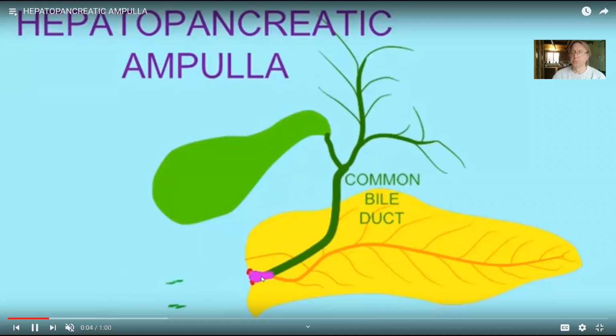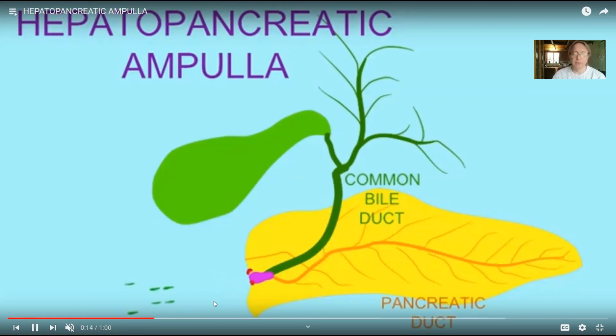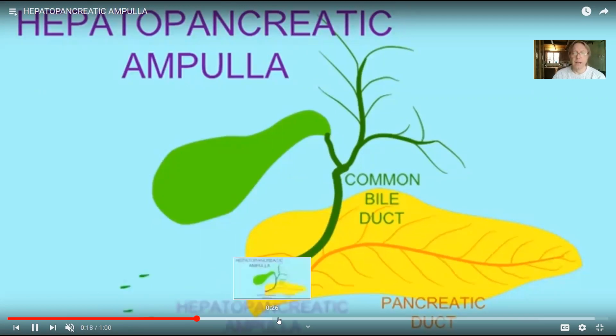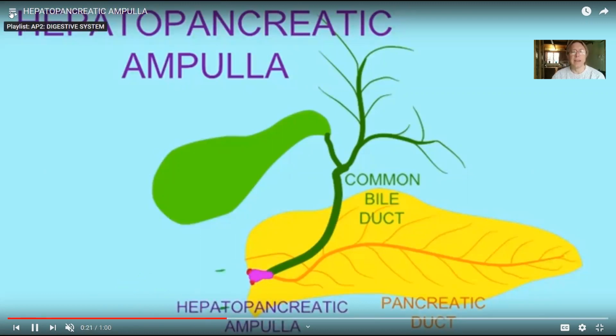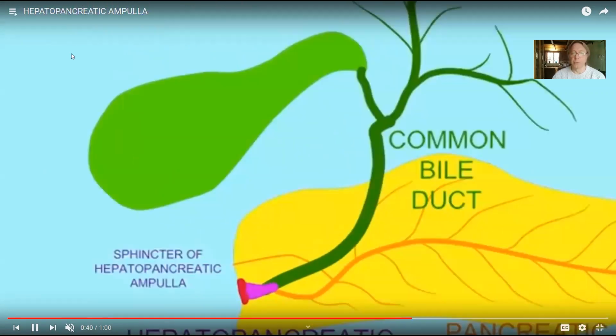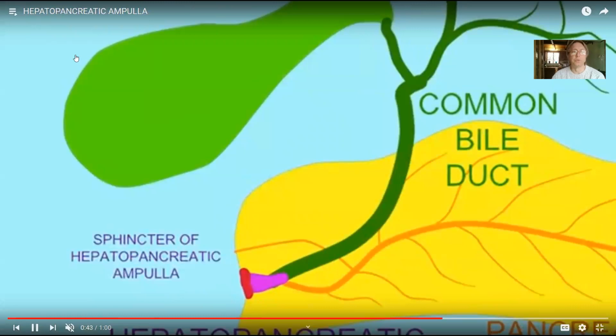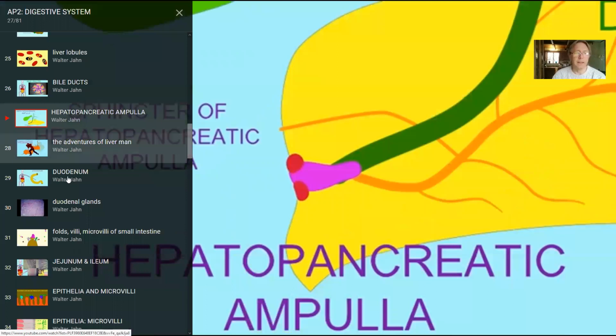Now, you may have noticed that the common bile duct joins to the pancreatic duct where it meets the small intestine. So there's this raised region, the hepatopancreatic ampulla, where both the common bile duct emptying bile and the pancreatic duct emptying pancreatic secretions empty into the small intestine. And they are then controlled by one common sphincter. There is a sphincter of the hepatopancreatic ampulla, which controls both the release of bile from the common bile duct and the pancreatic secretions from the pancreatic duct.